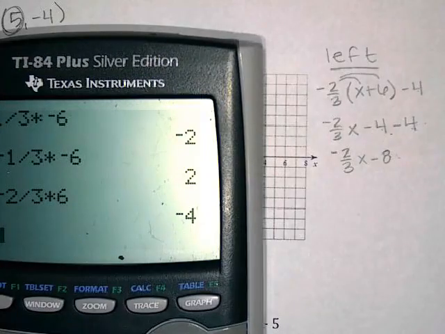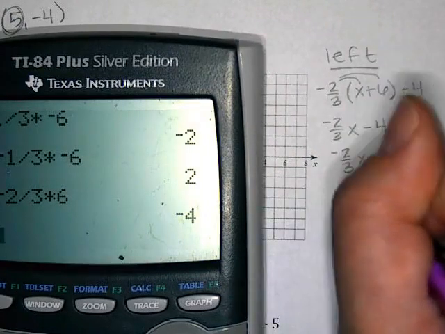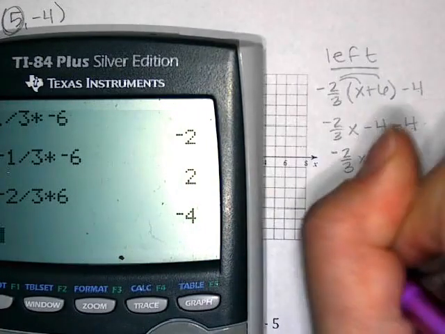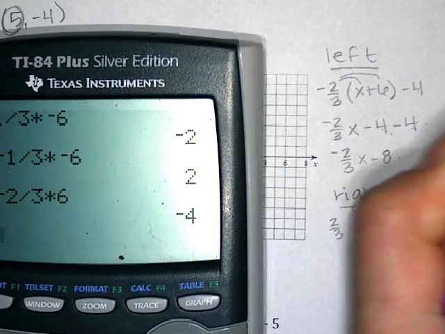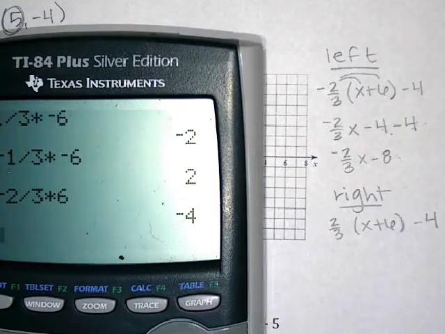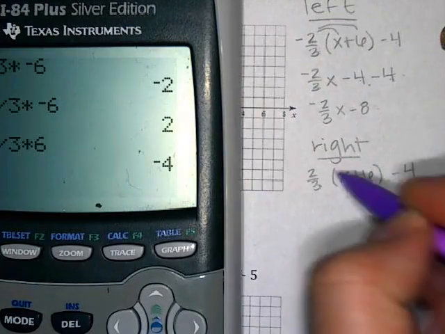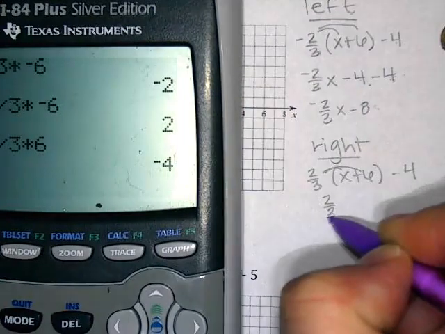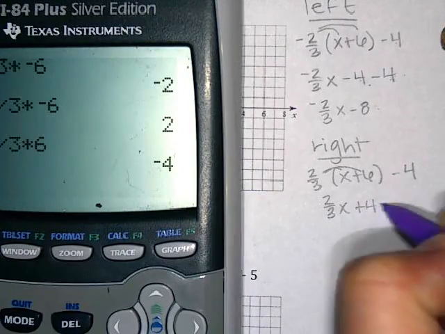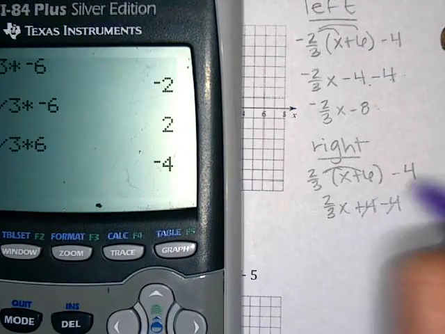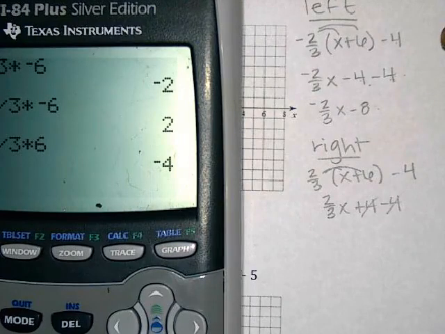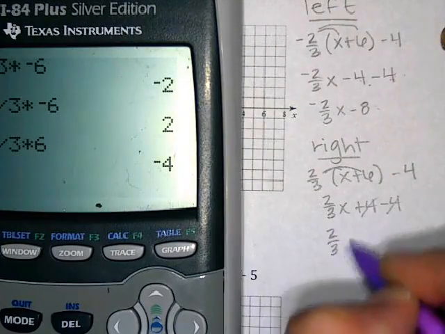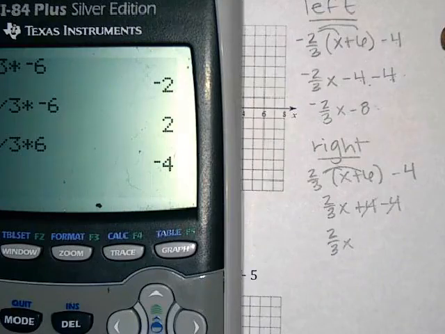All right, and then what do we do next? Did we already do the right side? We got to do the right side. How do we do the right side? 2/3 and then x plus 6 minus 4. Keep it like it is, okay? And then distribute. You're going to get 2/3 x plus 4 and minus 4. And then you're going to get 2/3 x. So left side, right side.